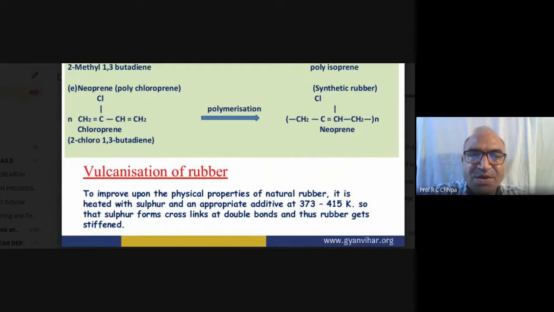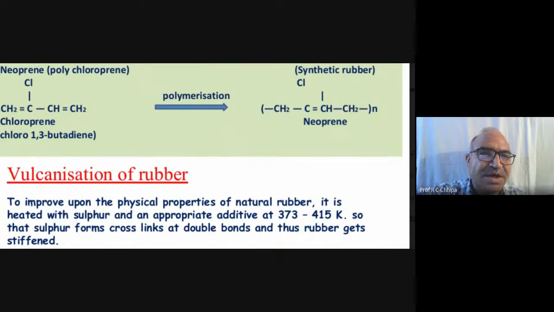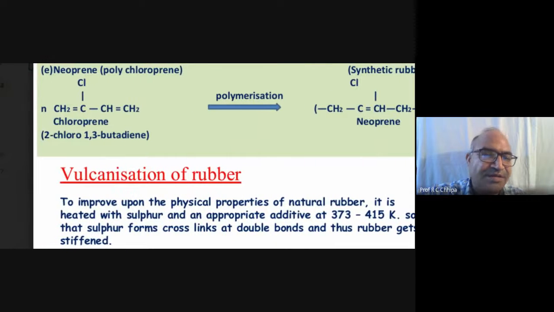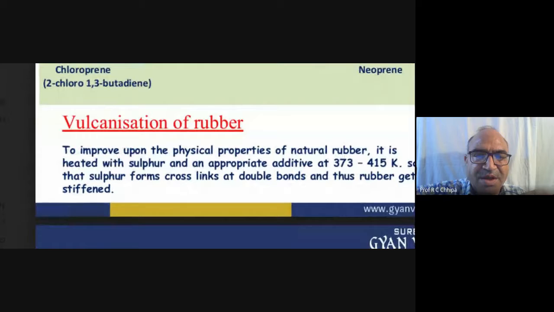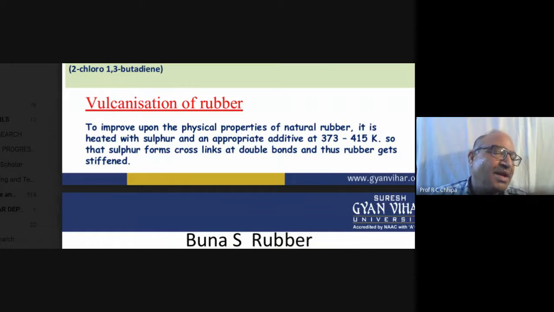So neoprene rubber is obtained after the polymerization of chloroprene. Polychloroprene is obtained, and chloroprene is like isoprene, so here we get the synthetic rubber. Now one more great thing: to get durability in any rubber, we have to improve the physical properties. Vulcanization was done in natural rubber; its physical properties can be improved by heating with sulfur and appropriate additives at the respective temperature. Then sulfur forms cross links at the double bond. Why? To get stiffness.